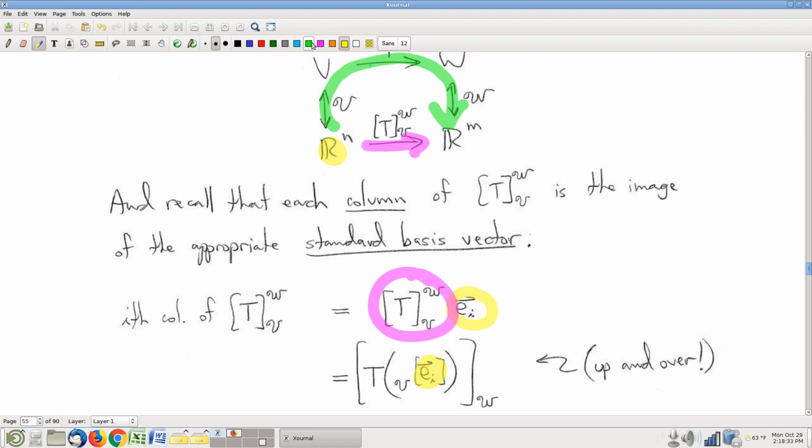And notice, up. So write the vector that's represented by EI in the vector space V. Do the linear transformation. And then write the result with respect to W coordinates. All right, so that up and over and down on the diagram, it's just this right here.